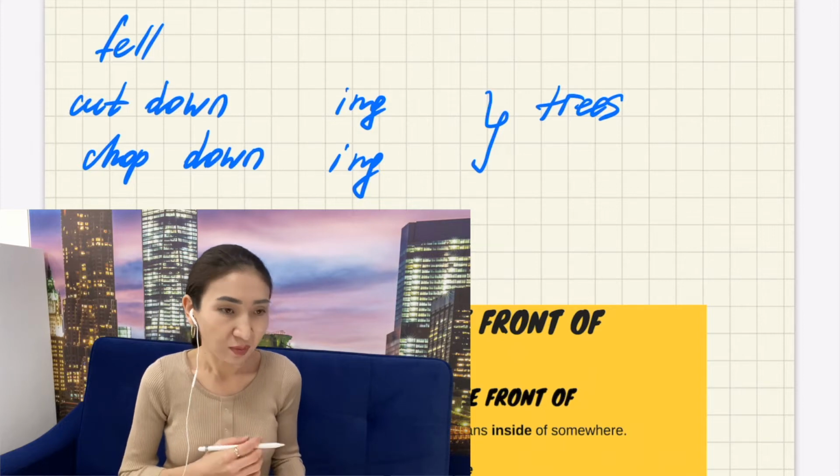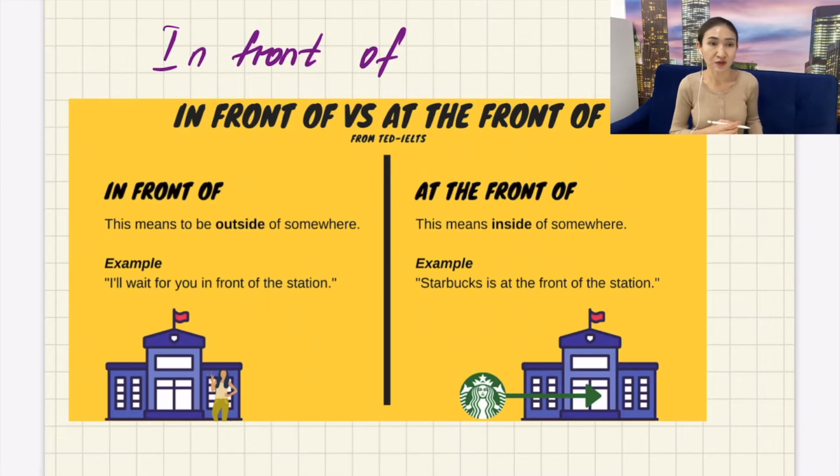Also about the prepositions which we can use during the IELTS exam, which are mandatory. When we use in front of, we use it when we are in front of some kind of building, or in front of something. This means to be outside of somewhere. And at the front of means to be inside of somewhere, let's say some kind of chain store or shop inside of some kind of mall, just as an example.